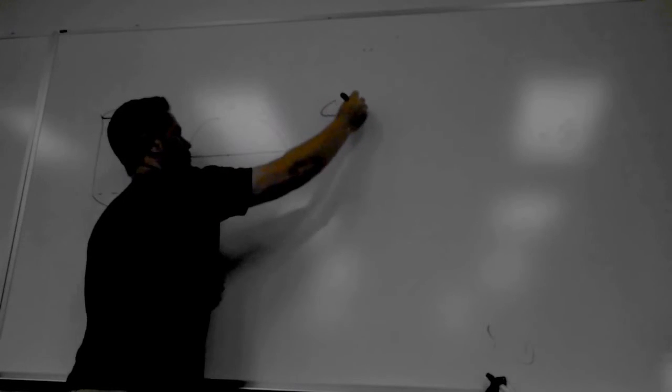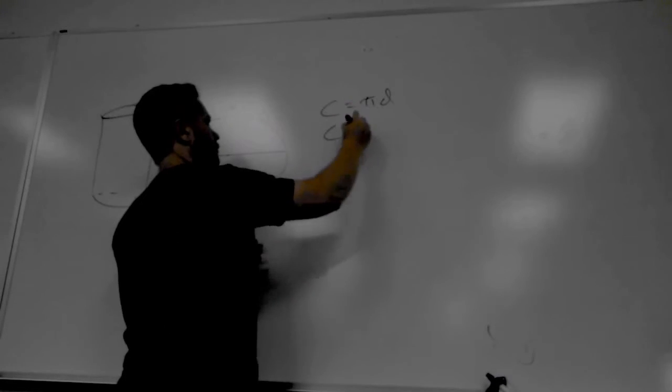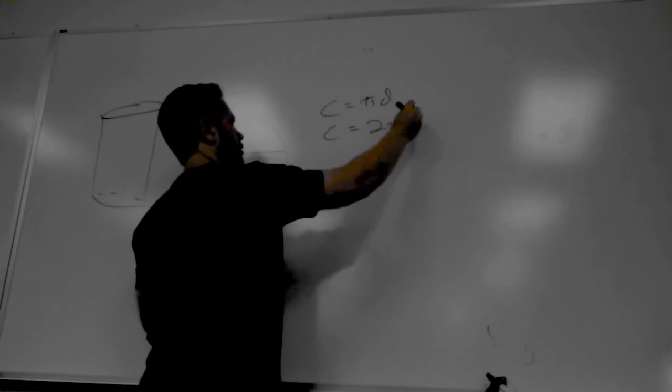What's the circumference of this circle? Pi d. Good. Pi d, pi times the diameter. I don't know if you guys remember that. And what's the diameter related to the radius? Half of it. Yeah, the radius is half of the diameter. So the diameter is twice the radius, right? So another formula for circumference is 2 pi r, because 2 times r is the diameter.